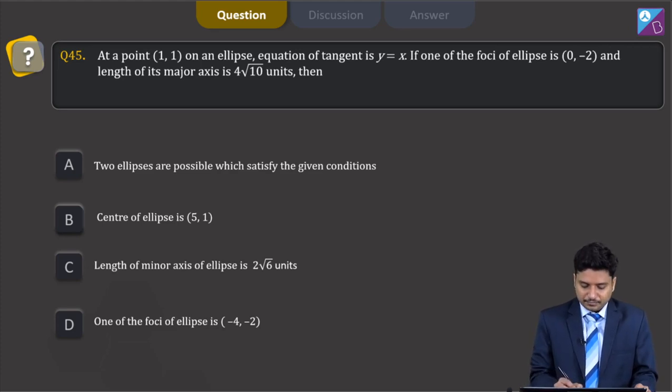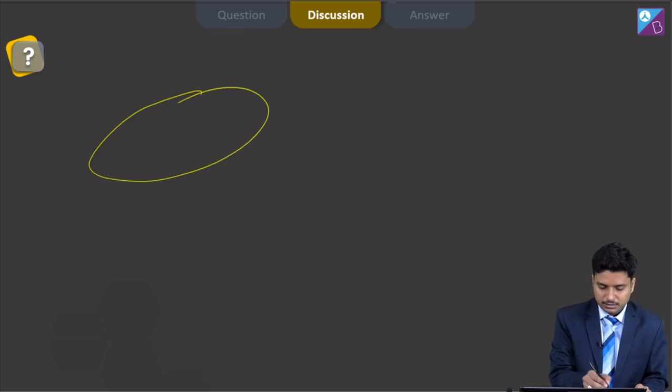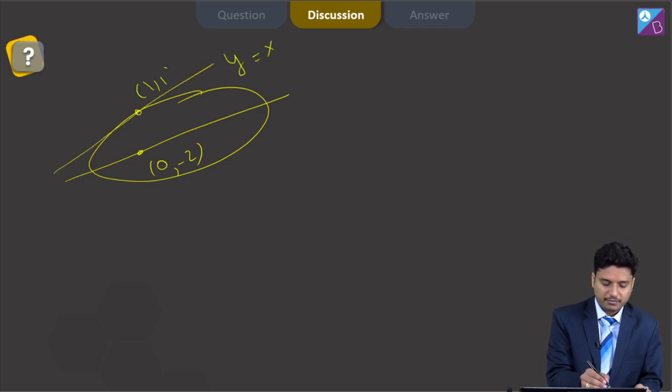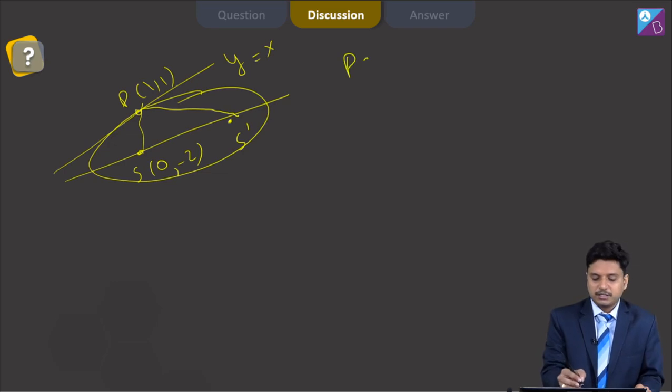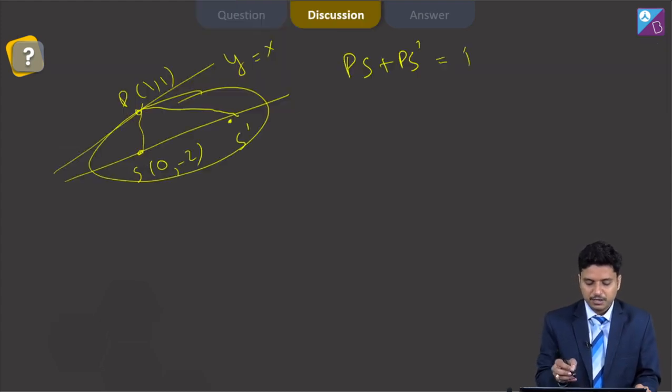So if we draw the diagram, suppose this is your ellipse, this is your focus (0, -2), and one of the tangents is given to be y equal to x at point (1, 1). Another focus, suppose it is S dash and this one is represented as S. Suppose this point is P. So PS plus PS dash, what do we know? That PS plus PS dash will be equal to the length of the major axis. What is the length of the major axis? It is given to be 4 root 10.